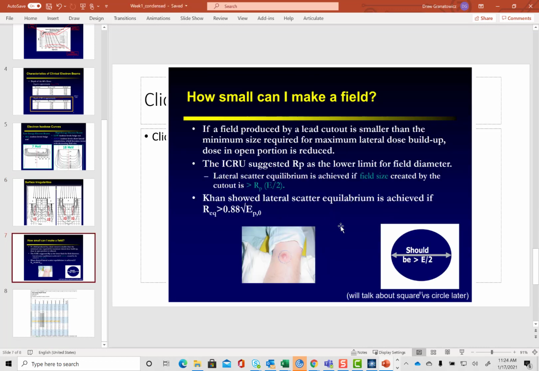And finally, field size. I won't get into why exactly, but again, as a general rule of thumb, you do not want the width of your field to ever be less than your energy divided by 2. So if we're using a 6 MeV beam, I do not want the width to be less than 3 cm wide at any point in my field. Okay.